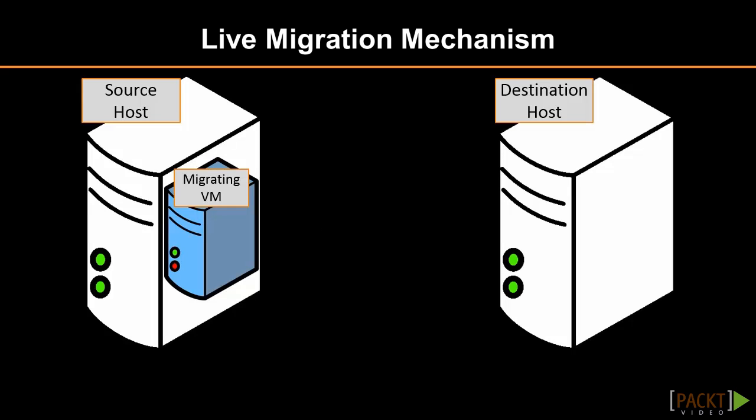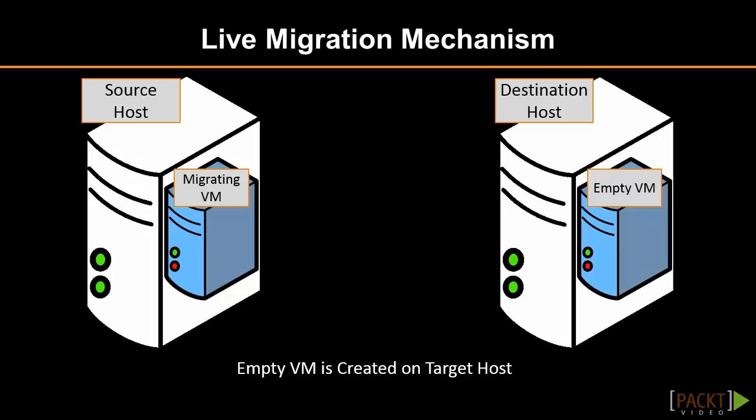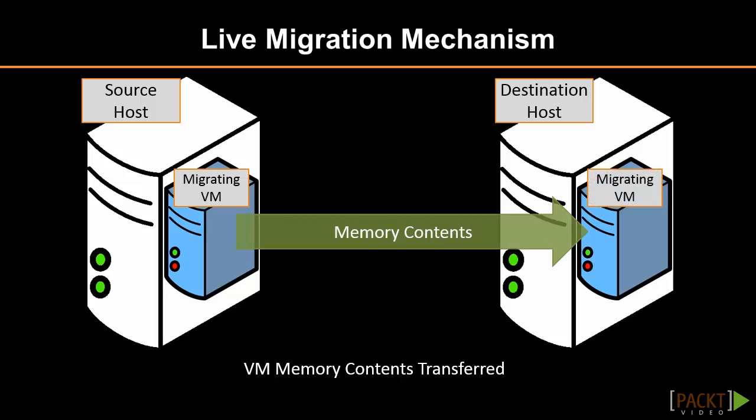Live migration is the act of moving a virtual machine from one physical host to another without any perceived downtime on the part of the guest. The actual process is complicated, but not very difficult to describe. First, an empty instance of the virtual machine is created on the destination host. Next, the contents of memory are transferred. Then, all state information about the machine is transferred.